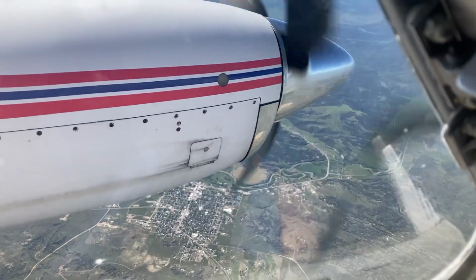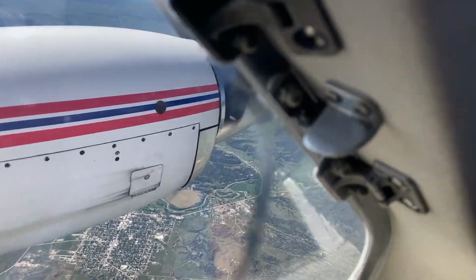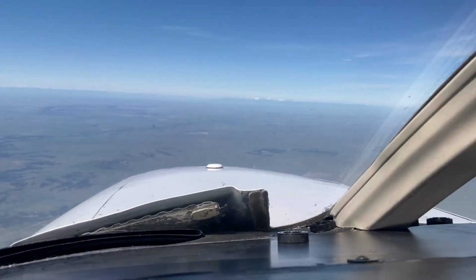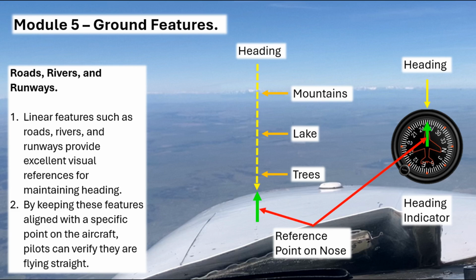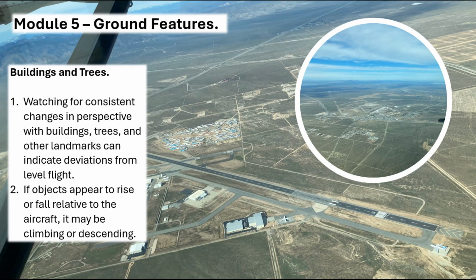Ground features: roads, rivers, and runways. 1. Linear features such as roads, rivers, and runways provide excellent visual references for maintaining heading. 2. By keeping these features aligned with a specific point on the aircraft, pilots can verify they are flying straight.